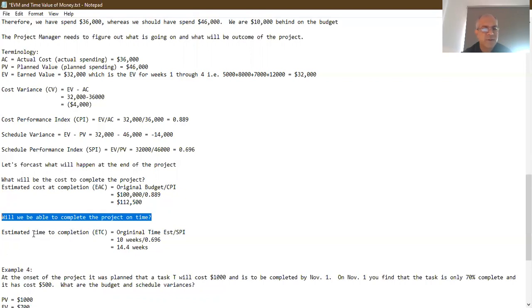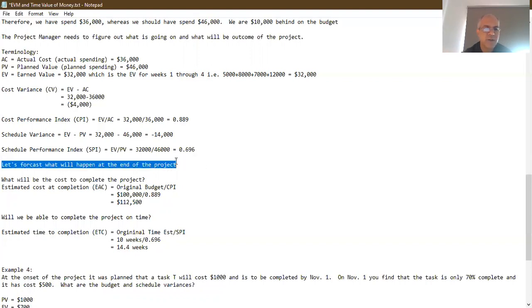For this, we've got the estimated time to completion, which is ETC. It is the original time estimate, which was that each of the activities was 1 week in length and we had 10 activities, so it was a 10-week duration project, divided by the SPI figure, the schedule performance index, which came out as 0.696. So 10 weeks divided by 0.696 gives us the figure of 14.4 weeks.